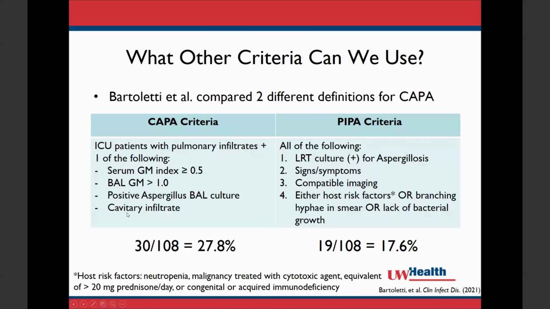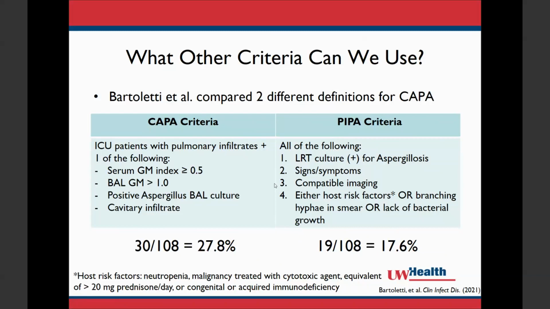So a serum galactomannan greater than 0.5, a BAL galactomannan greater than 1, or a positive BAL culture, or a cavitary infiltrate if they are able to see it on imaging. And this had a higher rate of diagnosis than the putative IPA criteria, or PIPA. And PIPA requires all four of these things. So it requires a positive lower respiratory culture, signs and symptoms, and compatible imaging.